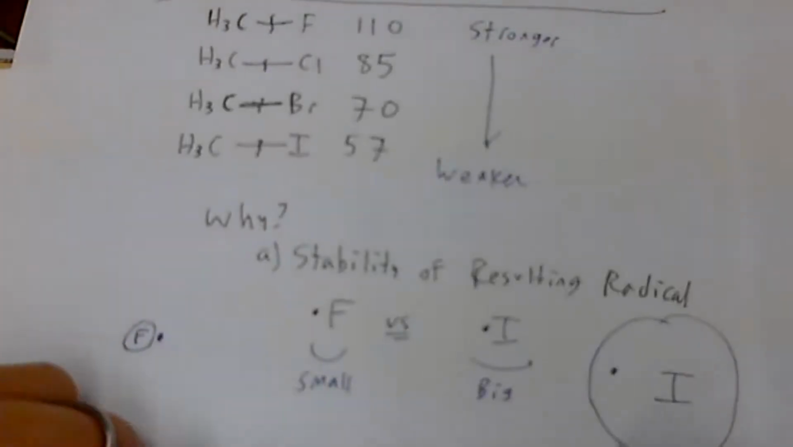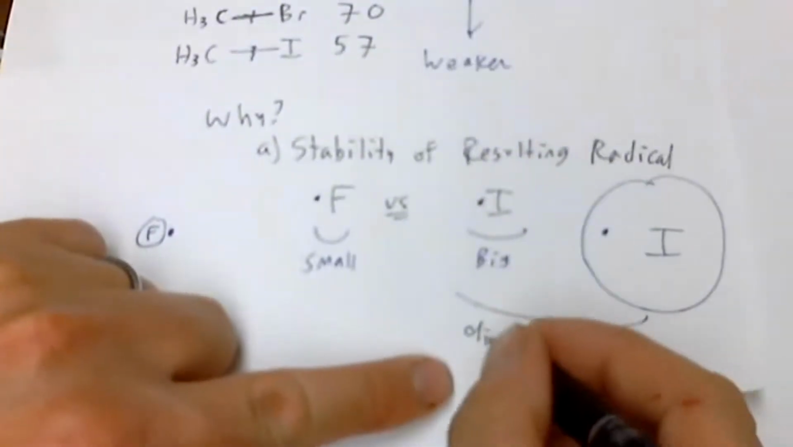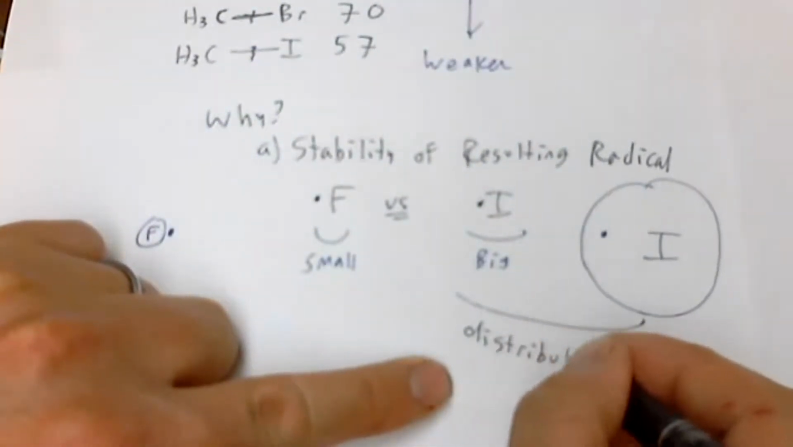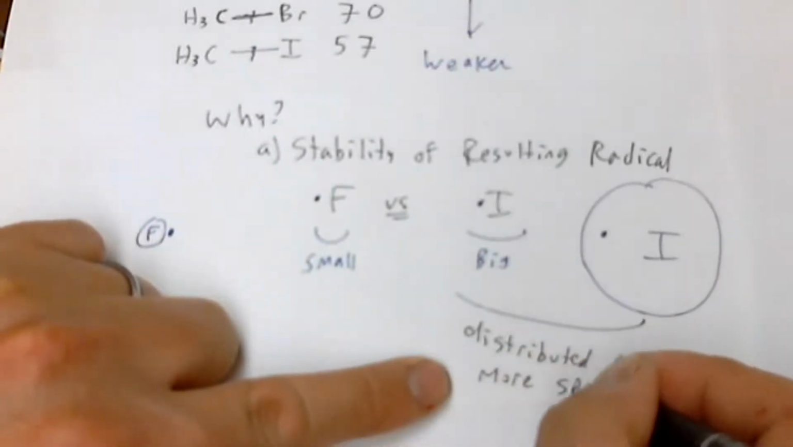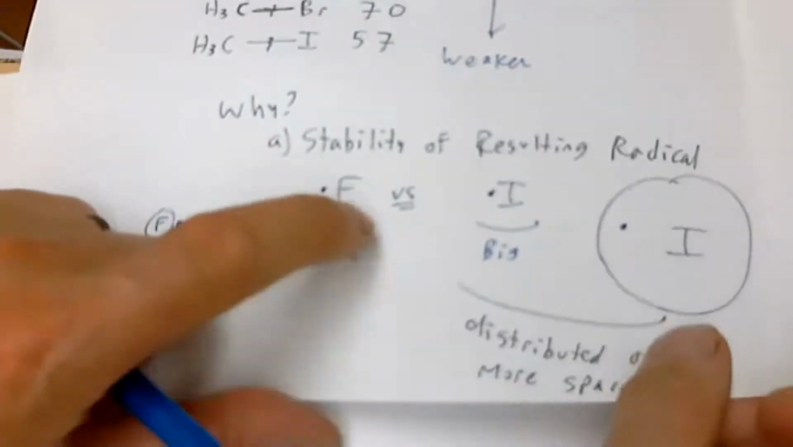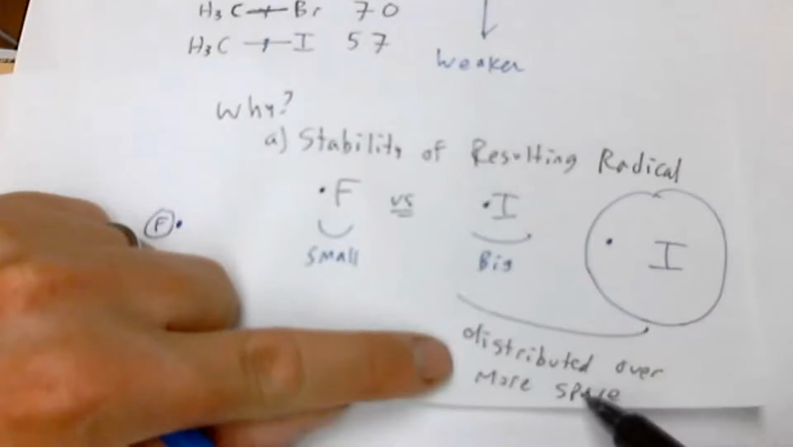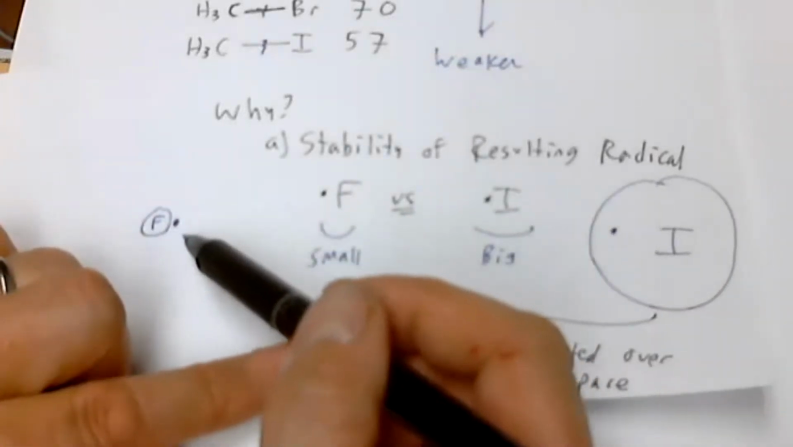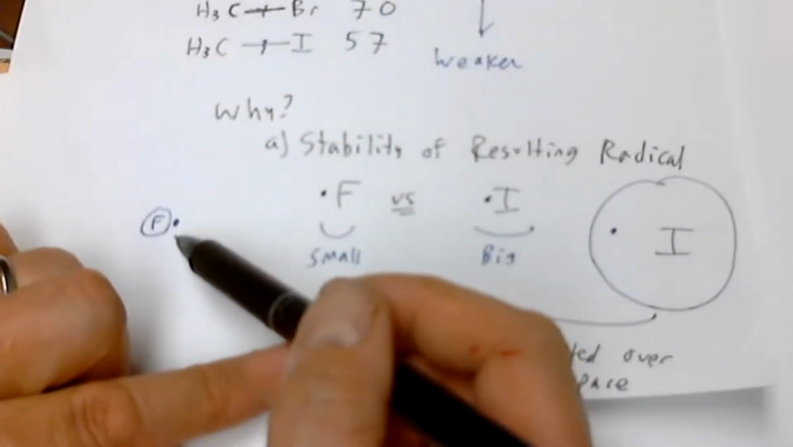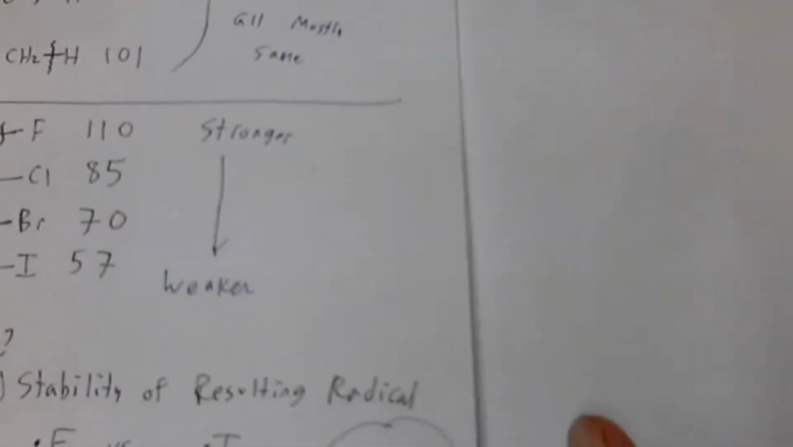Another way to say that is on the right, it's distributed over more space. We're going to see that effect more in this course: big atoms like iodine have special properties due to a charge or radical being distributed over more space. In fluorine, all the electrons are concentrated, and it has kind of weird properties. All right, that's A.